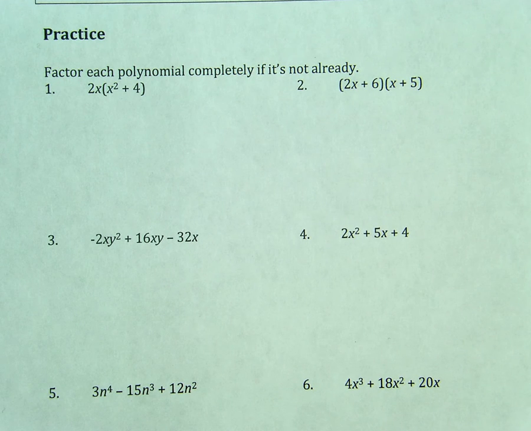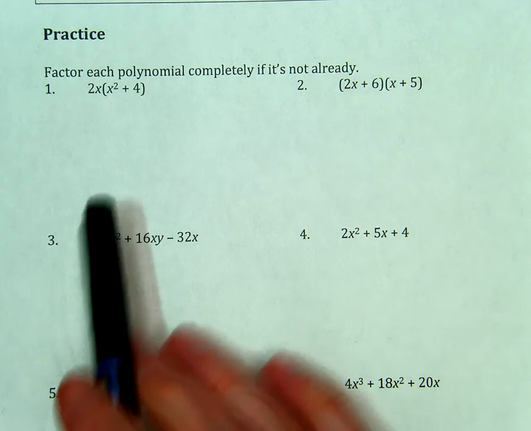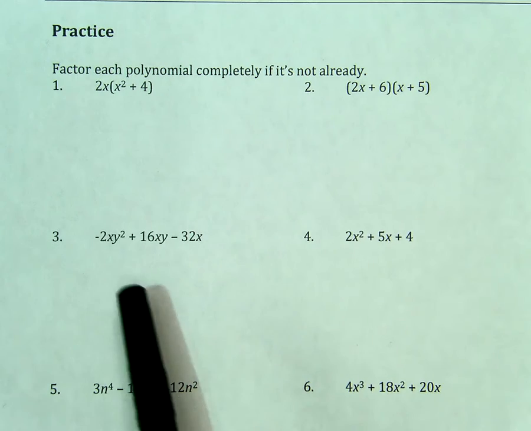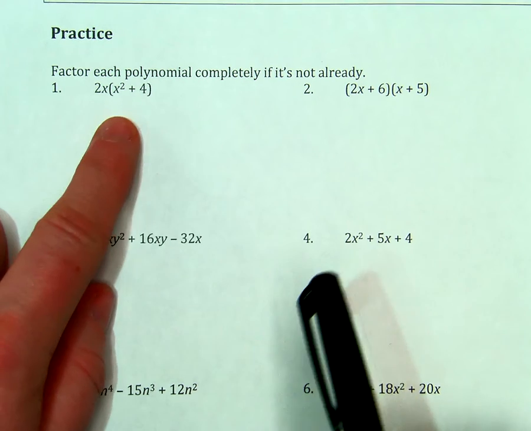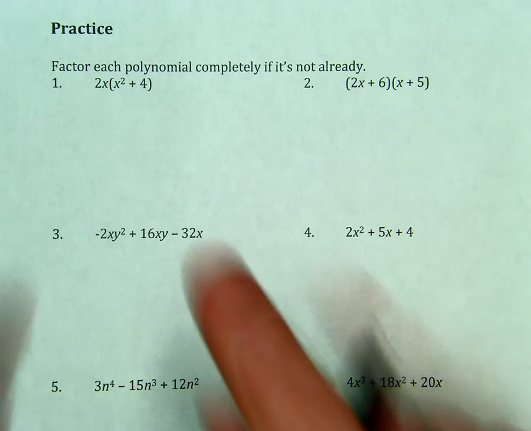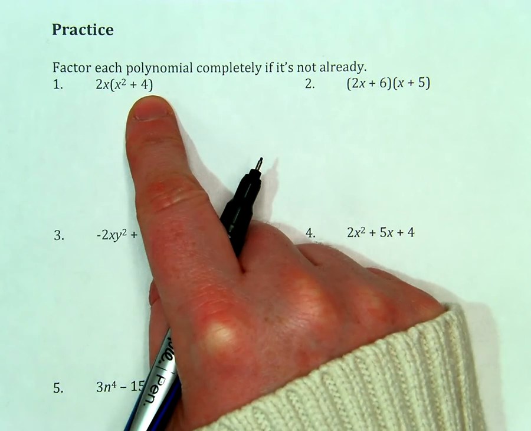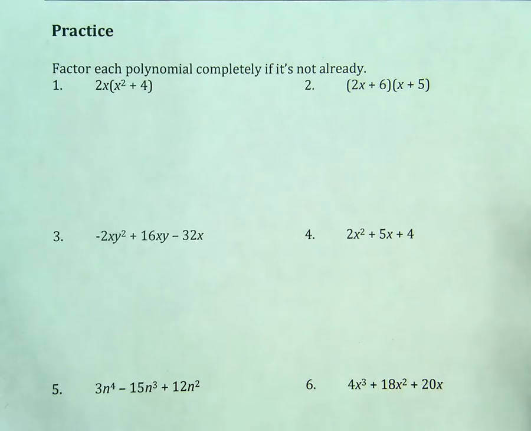If you take a look at the first problem, it says factor each polynomial completely if it's not already. You can see on the first one that it looks like they already have a GCF pulled out, and then we have some leftovers in parentheses here. If I look at this, I don't have a GCF of x squared and plus 4 because nothing goes into just x squared and 4.